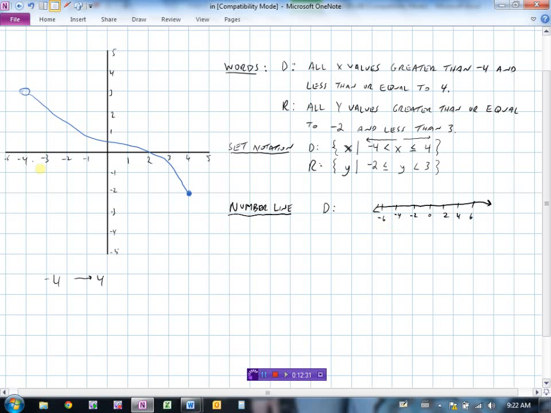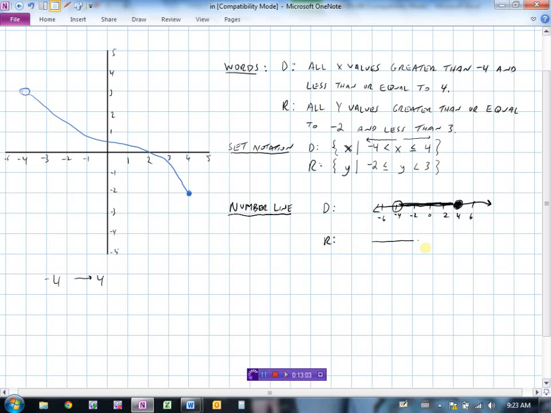And again, I would just have an open circle on the -4 because I can't include -4. And I'd have a solid circle on the +4. And then I would shade all the numbers in between there. So looking at this number line, I can quickly tell the domain of this function are all the x values greater than -4 but less than or equal to +4.